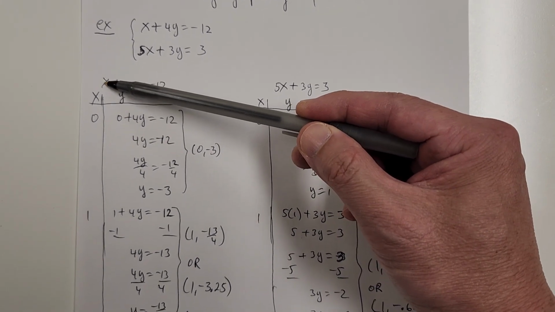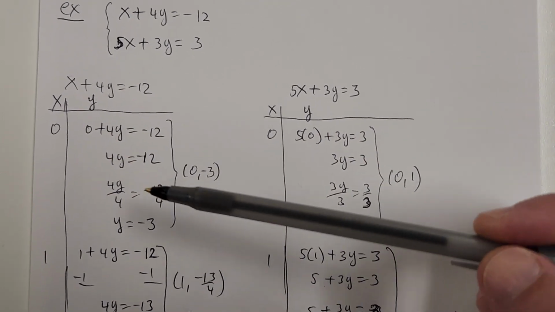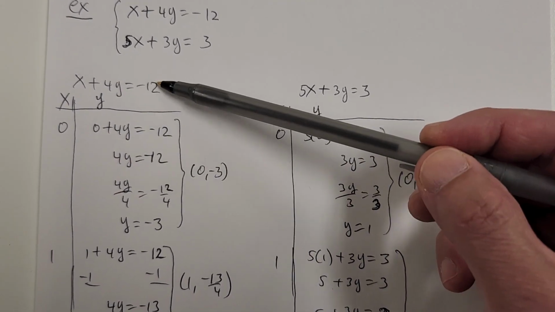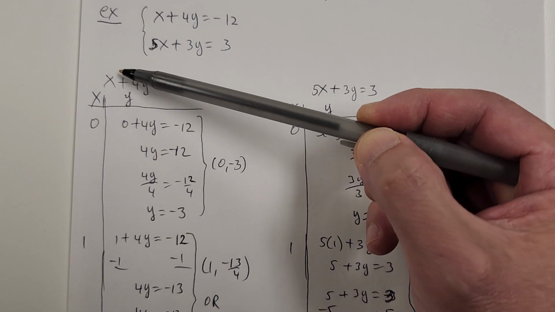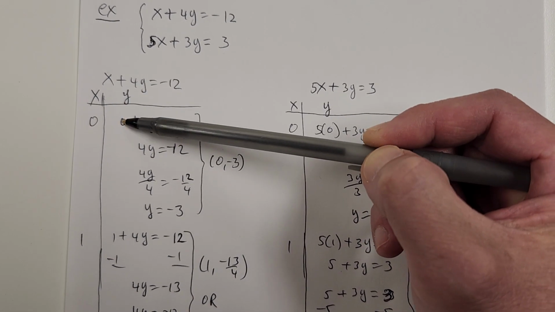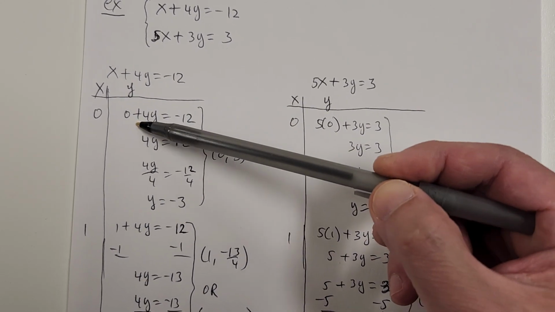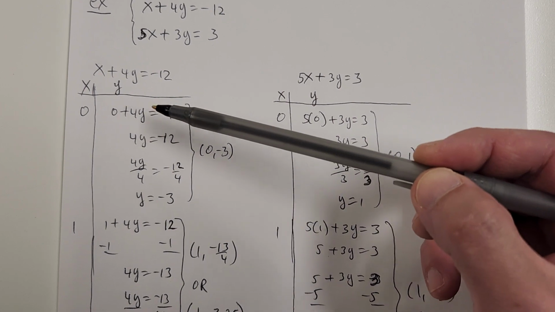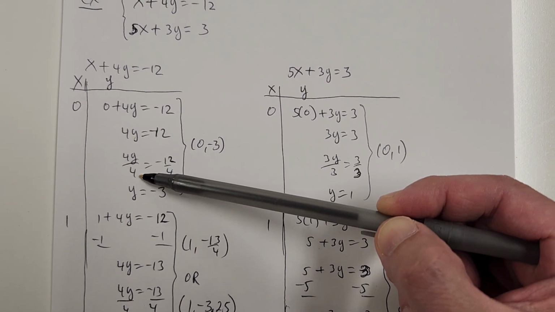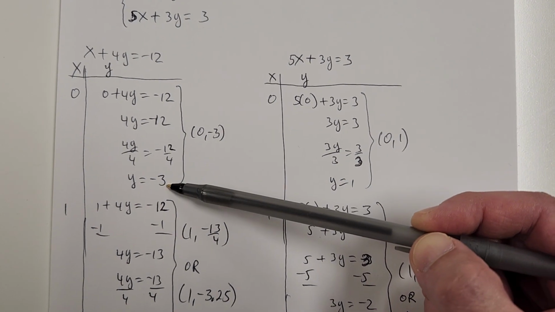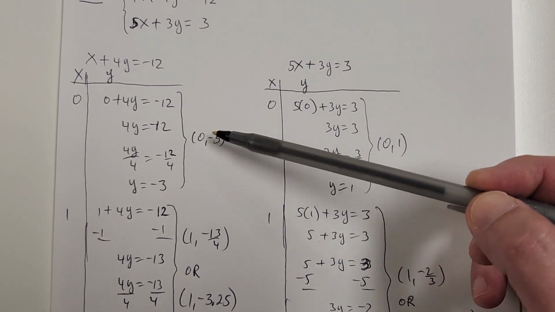So here's my x, put the 0 in, and then I have 4y minus 12. Take this 0, plug it into my x. 0 is just 0, so it goes away, and what I have left is 4y = -12. Divide by 4 to both sides, I get -3. So my first point is (0, -3).